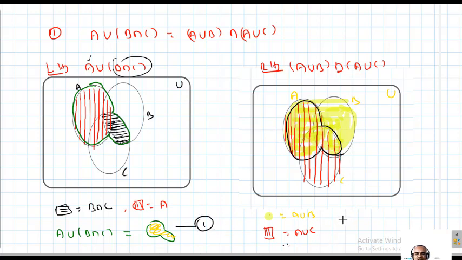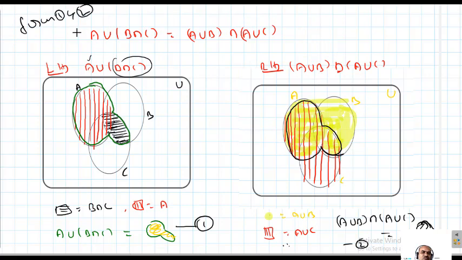So what will I get here, Nana? A union B intersection A union C is nothing but again the same portion only. Okay, so this is 2. From 1 and 2 you can say that these two are equal. So here only I will write from 1 and 2. So this happens.